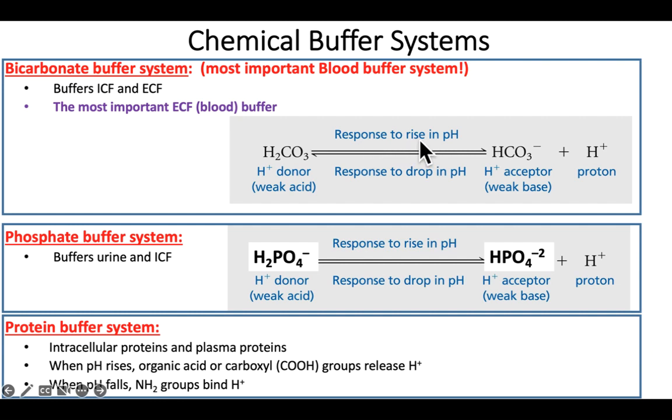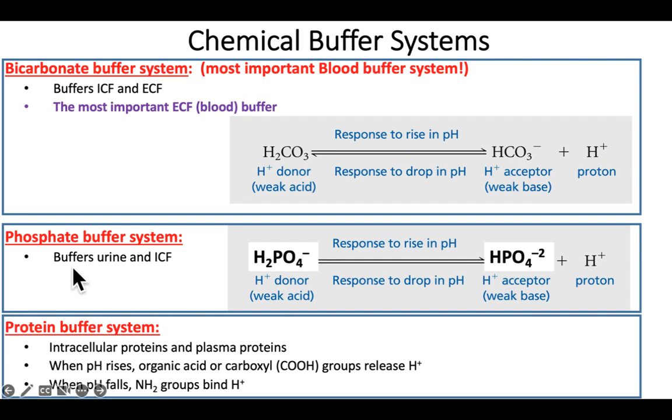So if we have a rise in pH, but we want to maintain a pH, we can release protons. If we have a drop in pH, we can remove protons. And in essence, that will stabilize our pH. The phosphate buffer system works very similarly. It will release protons into solution to lower the pH. It'll remove protons from solution to raise the pH.